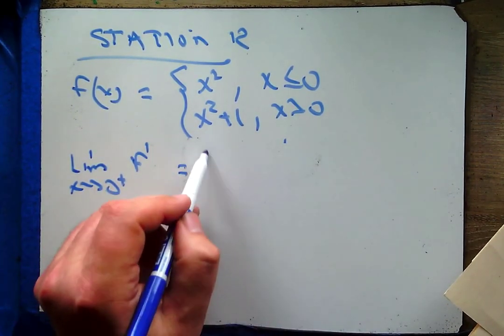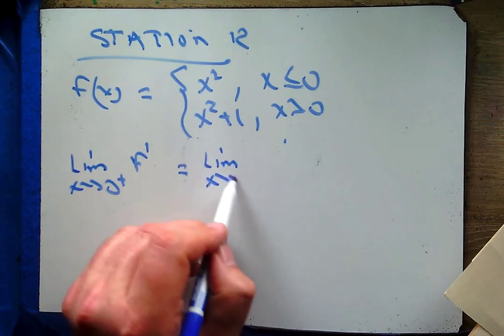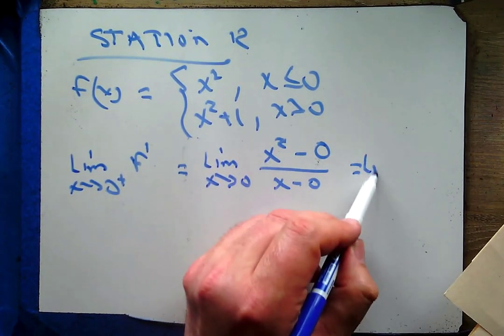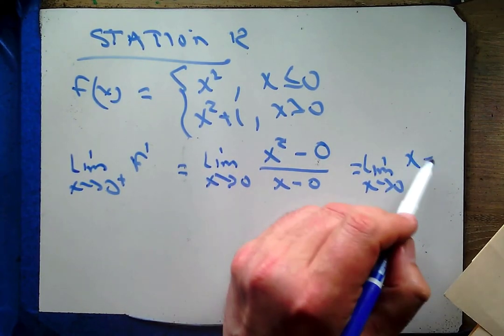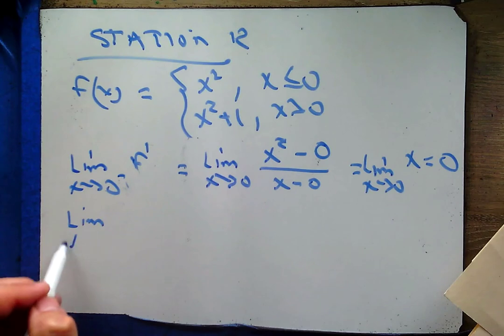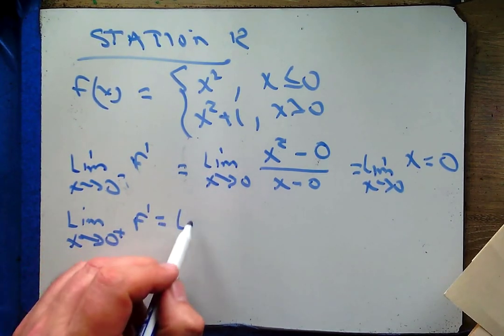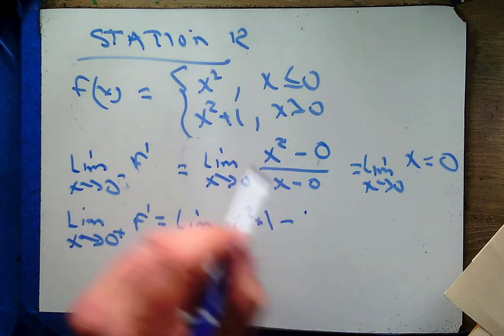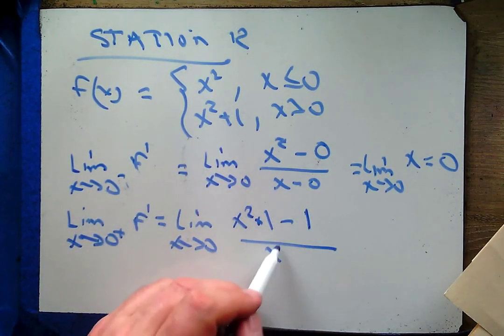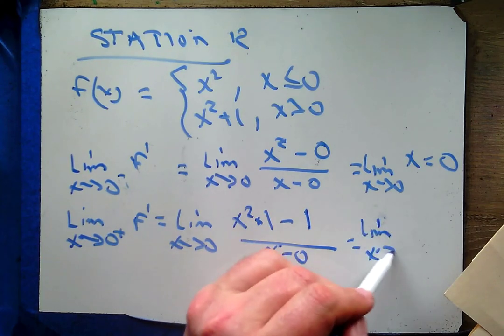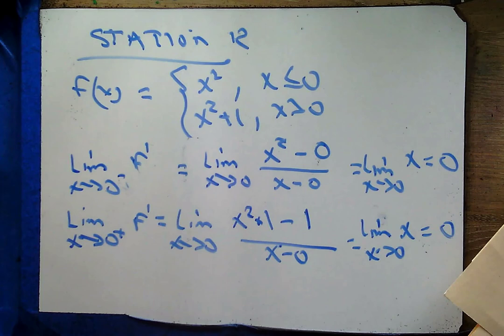This would be the limit as x heads to 0 of x squared minus f of 0 over x minus 0. And so then I'll get the limit as x heads to 0 of x, which is 0. Now I need to do the positive side. X approaches 0 from the positive side of f prime. It's the limit as x approaches 0 of x squared plus 1 minus f of 0, which is 1, over x minus 0. And again, I get the limit as x approaches 0 of x, and so I get 0. So I know that the limit of the slopes from both sides is 0. Well, that's great. I've shown that.